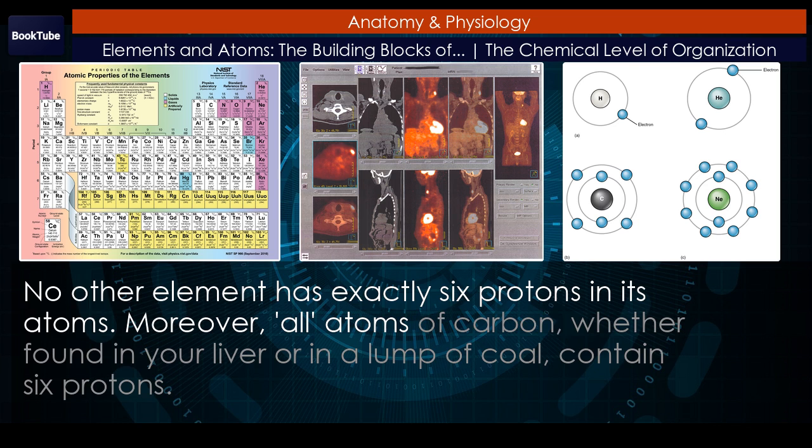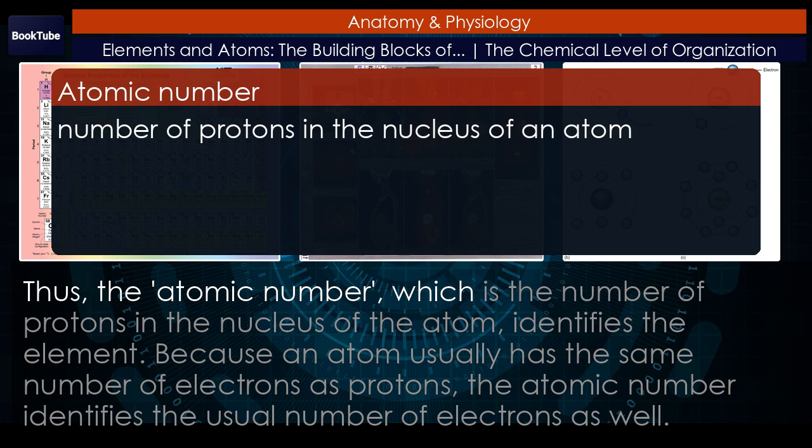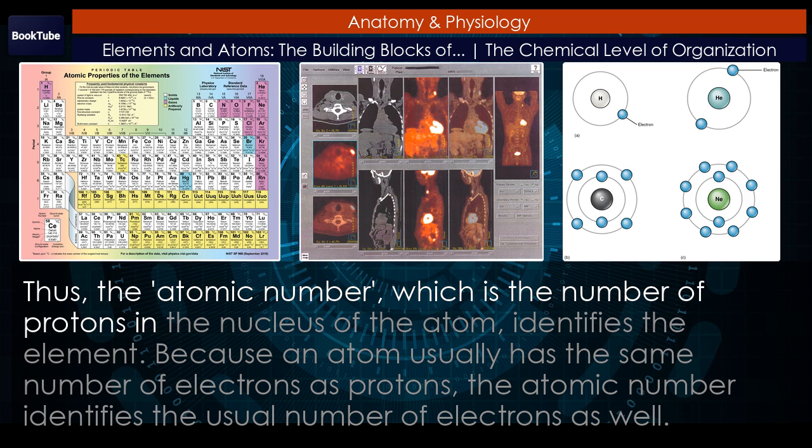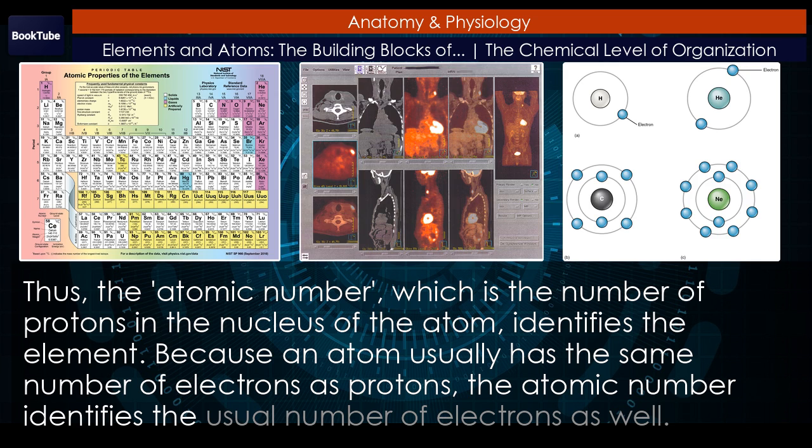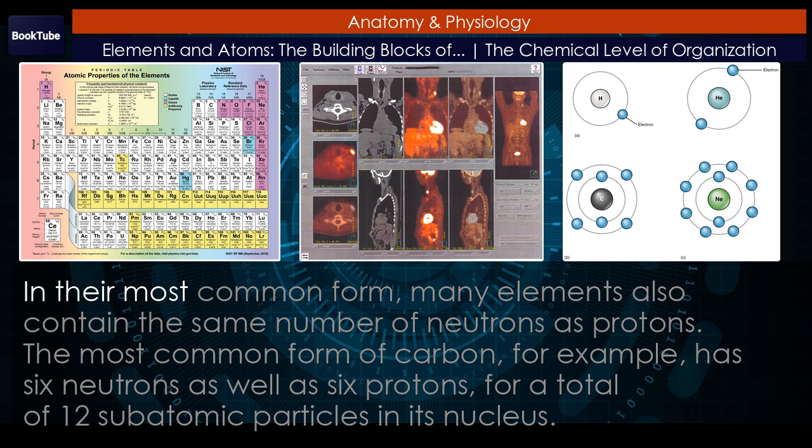Moreover, all atoms of carbon, whether found in your liver or in a lump of coal, contain 6 protons. Thus, the atomic number, which is the number of protons in the nucleus of the atom, identifies the element. Because an atom usually has the same number of electrons as protons, the atomic number identifies the usual number of electrons as well. In their most common form, many elements also contain the same number of neutrons as protons.